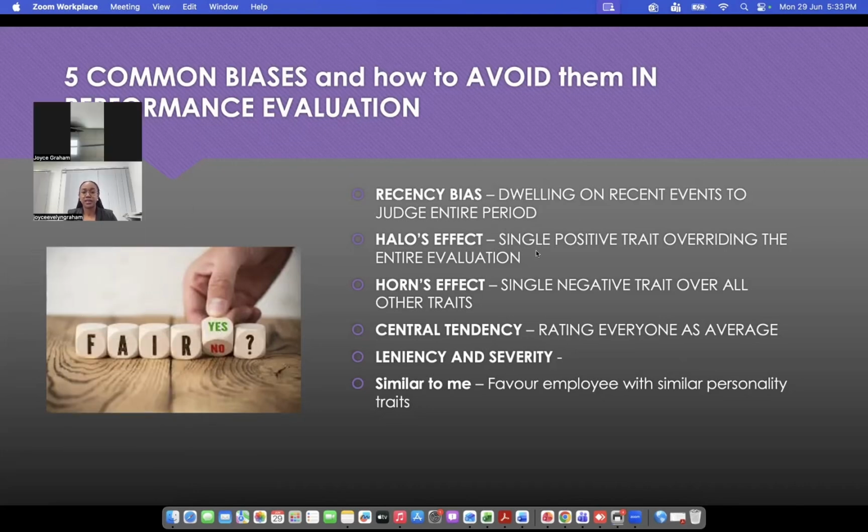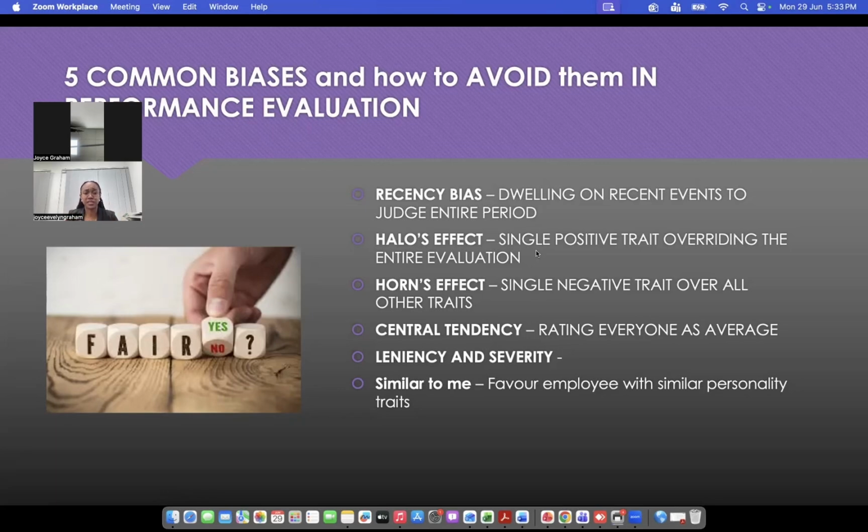So recency bias, as the name implies, is dwelling on recent events to judge an entire period of appraisal. So something positive happens or something bad happens, and just based on that, you give a blanket assessment of the person based on one event.